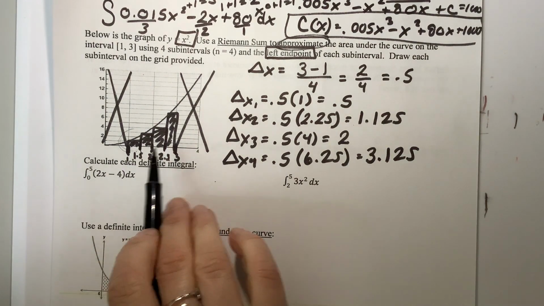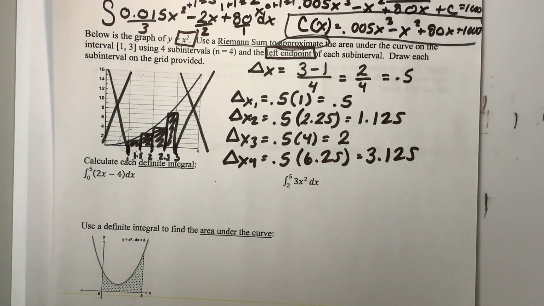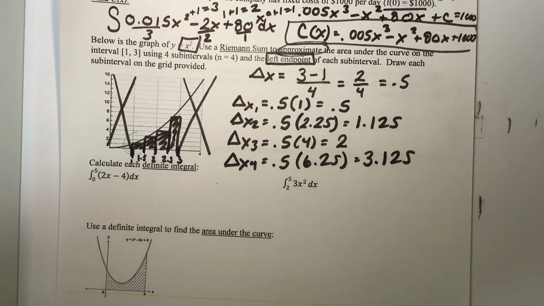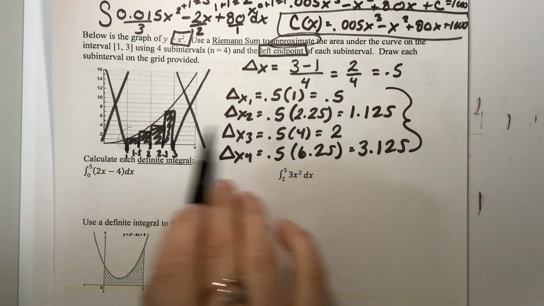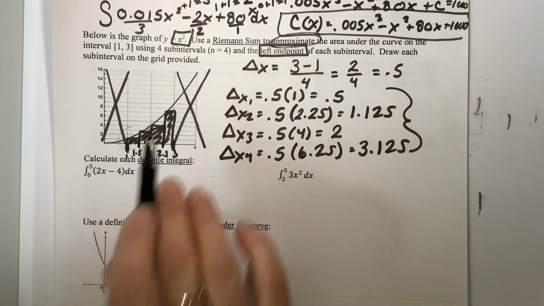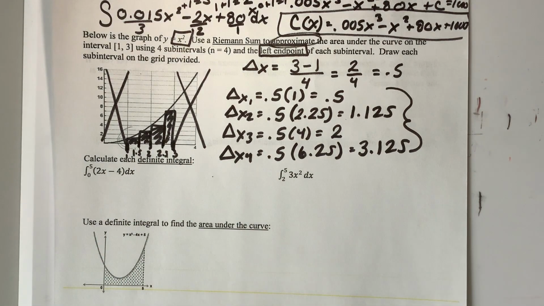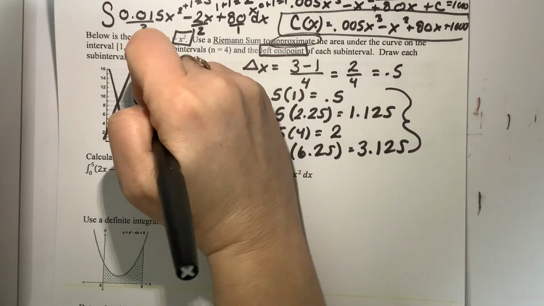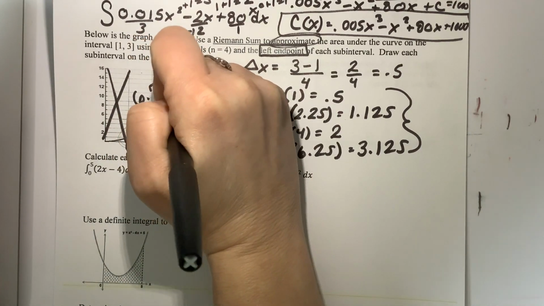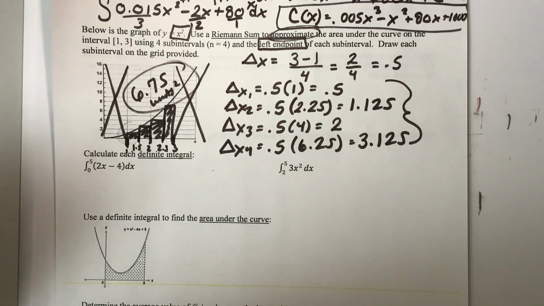So we created 4 rectangles, calculated the area for each one. Your Riemann sum is when you add all of those together. That's the approximate curve of the total area. When you go from 1 to 3, you just add each one up: 0.5 plus 1.125 plus 2 plus 3.125 is 6.75. This is area, so it would be units squared.